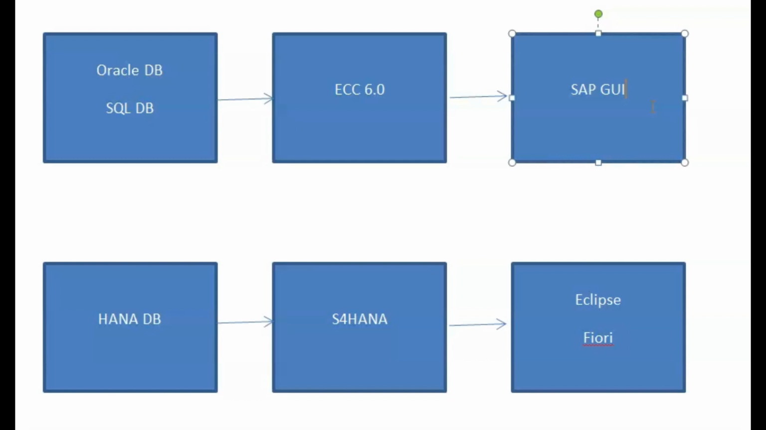But in S4 HANA, we have the backend database as the HANA database. It's mandatory. There's no other option. And then on the front end, we have Eclipse, Fiori, and a lot of front ends where we can display the data and edit the data. This happens to be one of the key differences between ECC and S4 HANA.